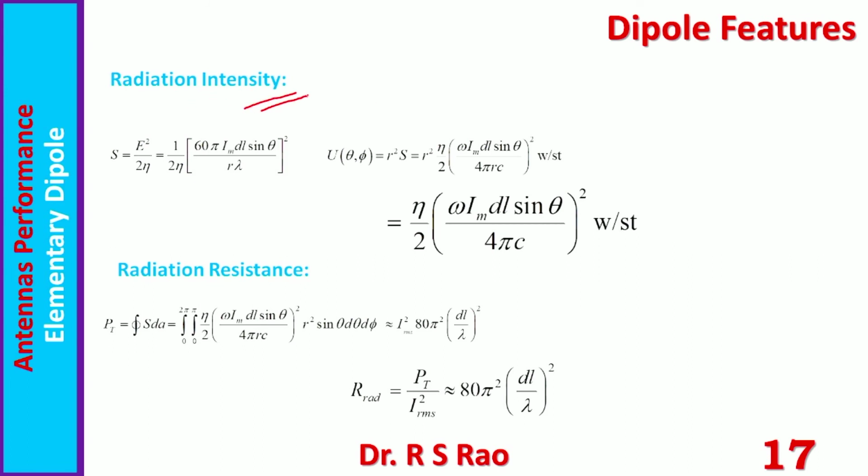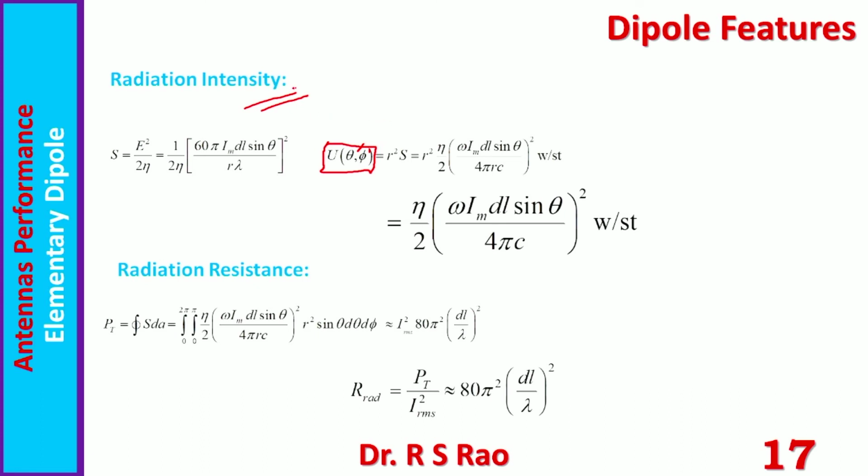Radiation intensity. Radiation intensity is denoted by U. As we are in the spherical coordinate system, U varies with the coordinates r, theta, phi, but we know pretty well that radiation intensity is independent of distance. It depends only on direction. Direction is denoted by theta and phi of spherical coordinates.